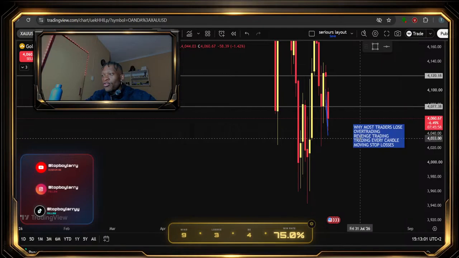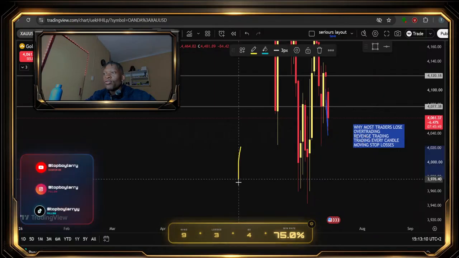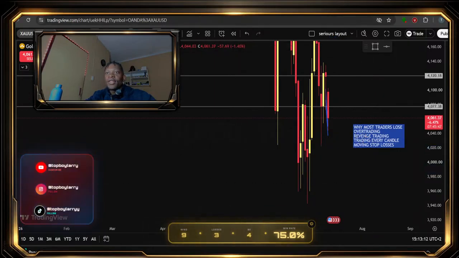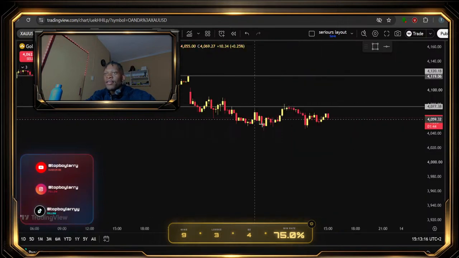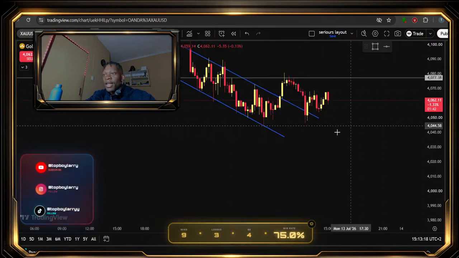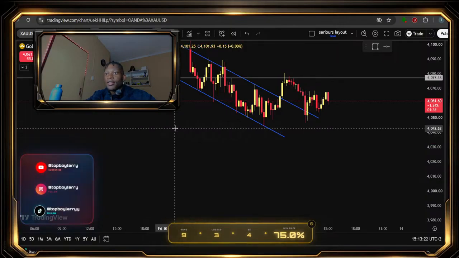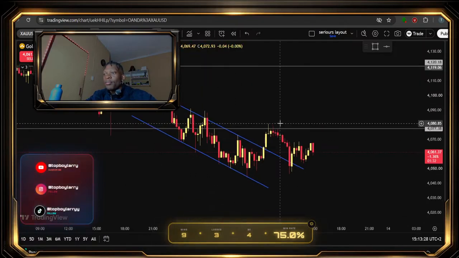I don't overtrade, I don't revenge trade, and I don't trade every candle, and I also don't move stops, right? Let's say, for example, I have a stop loss set up in a specific area, right? For example, this is the stop loss that I had during this session here. Let me just give you guys a picture of what I'm talking about, right? So I had a stop loss during this session, guys.